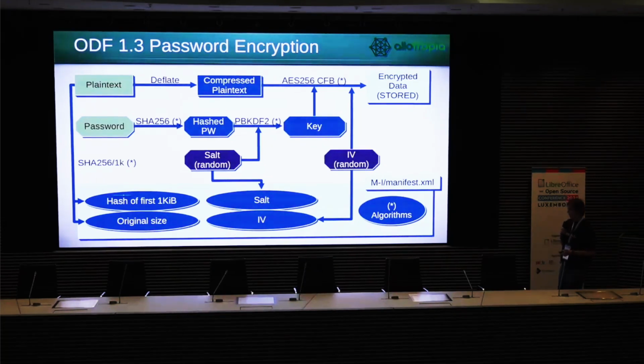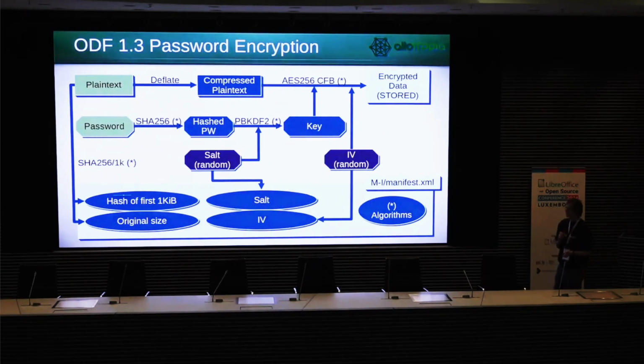At the bottom, you see the big rectangle, that is the manifest XML. There are various encryption-related attributes stored there. And in the middle, the octagonal boxes, those are the special additional data that is required for the encryption. At the left side, the green boxes, that is what the user provides. So the user provides the plain text and a password.